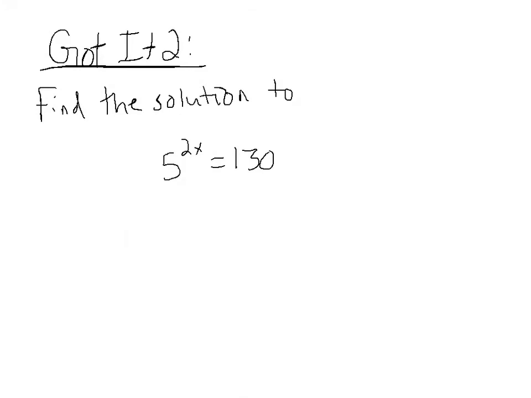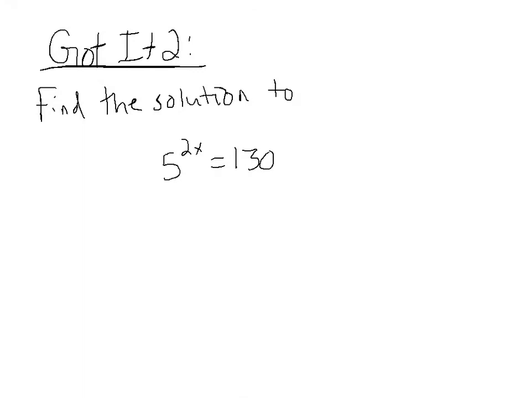Alright, so here's the next problem that I would like for you to work on yourself. So pause this video, and then once you're ready to see the solution, press play. So here we have 5 to the power of 2x is equal to 130. Again, if you look at the bases, we will not be able to get these to be the same, so we have to use the logarithms.